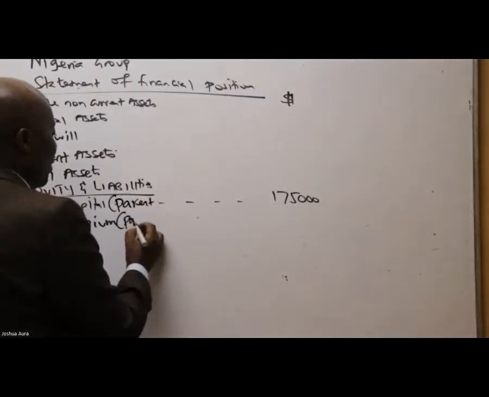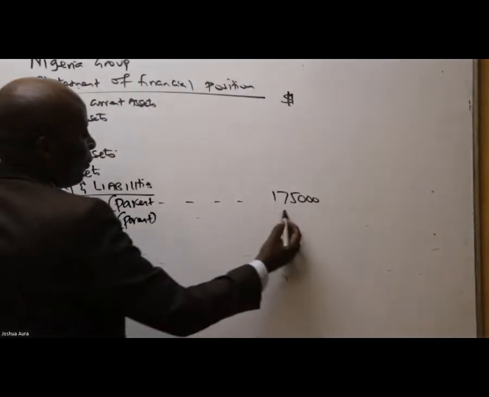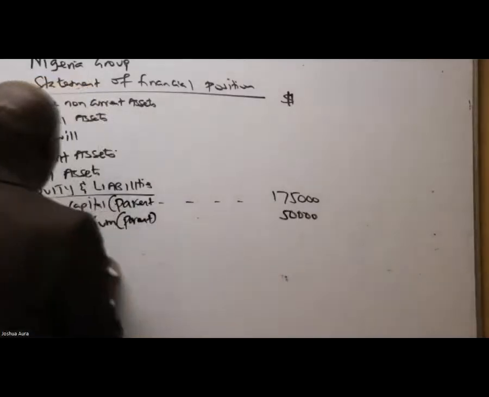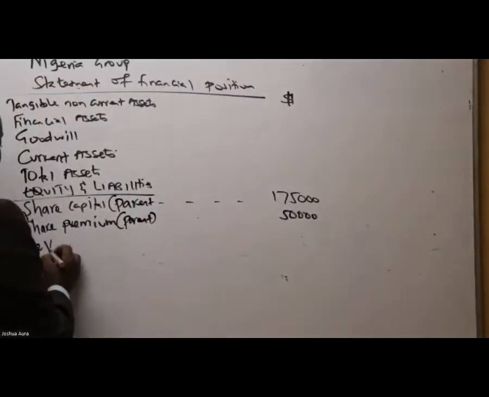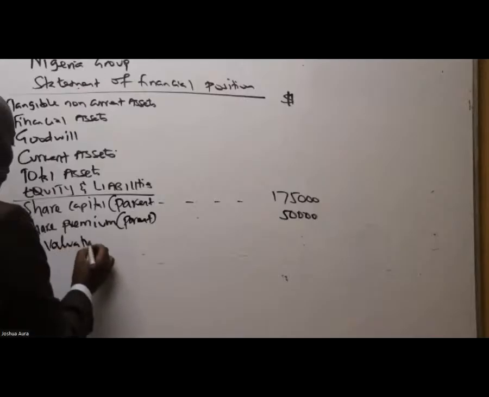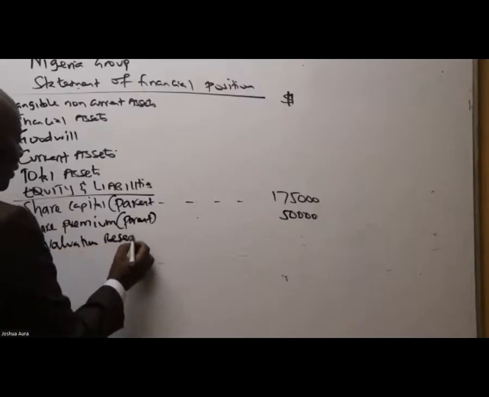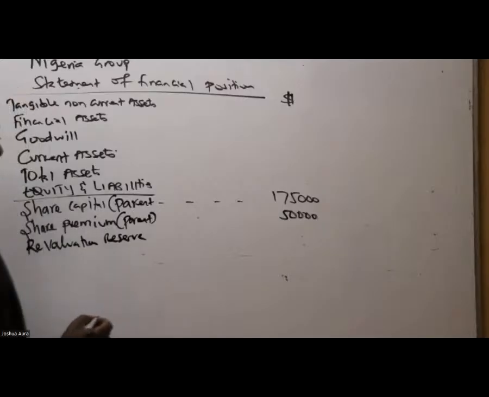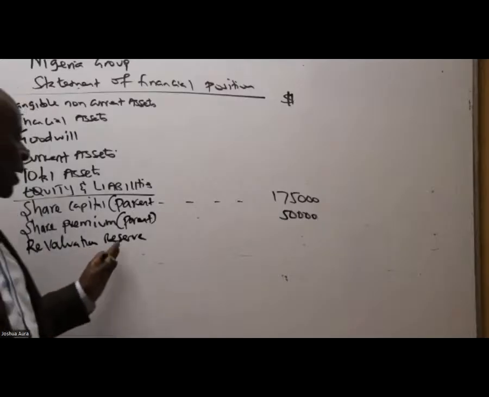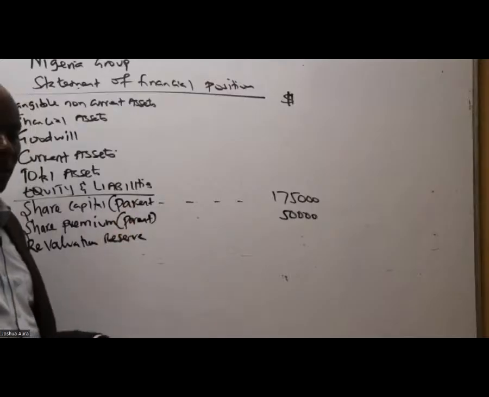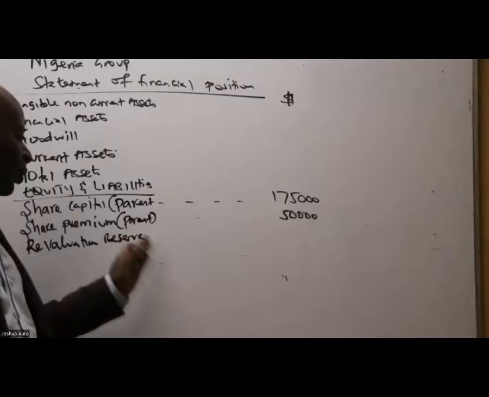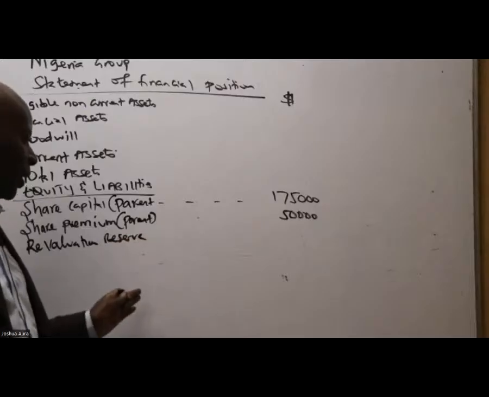Here as well, parent, 50,000. Now, revaluation reserve. If there will be any revaluations being done later on, then I'll come to add the post-acquisition revaluation, right?